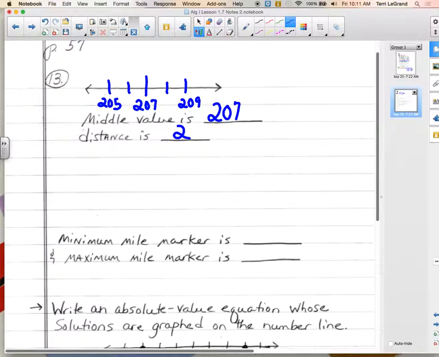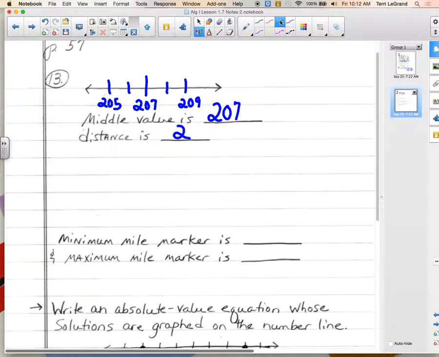Okay. We're supposed to find the minimum and the maximum mile marker for 207 that Barry's walkie-talkie can reach. And it says what we have to do is write and solve an absolute value equation. Well, it looks like our solution should be what, according to what we just did with this number line? What should our solutions turn out to be?